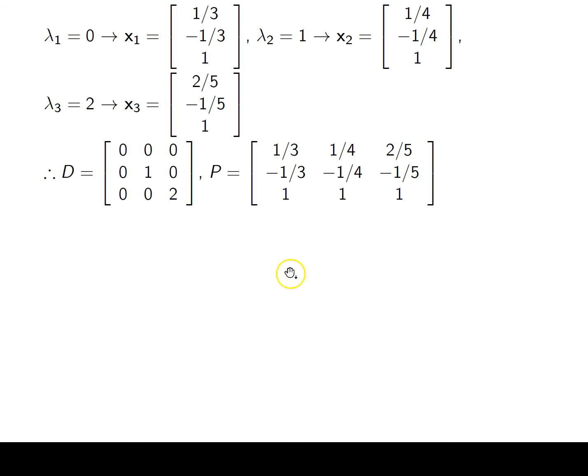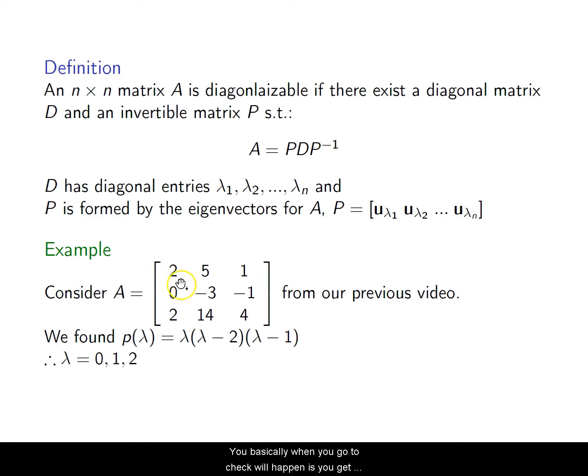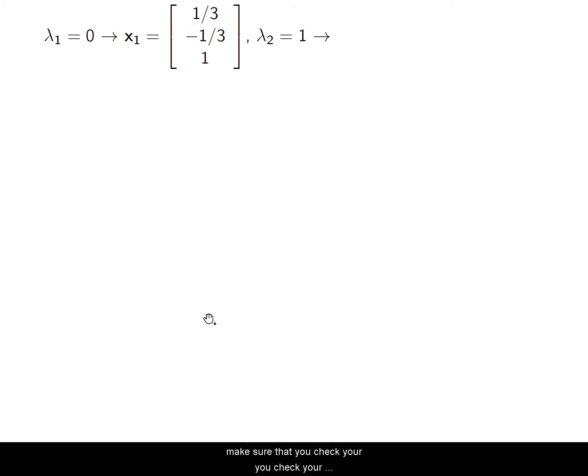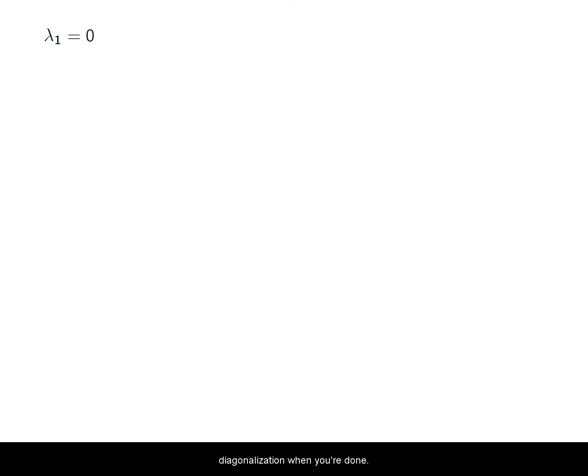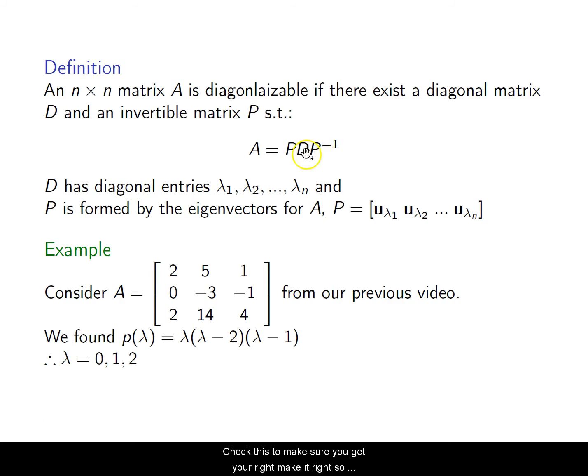You'll come out with something. Basically, when you go to check, you'll get this matrix out, but the numbers will be all skewed around in different orders. Or maybe this vector is messed up, or this row is messed up. It'll come out close, but maybe you'll have something off. Maybe this will end up being a 0, and all the other numbers are correct, right? So you always want to make sure that you check your diagonalization when you're done. Check this to make sure you get your right matrix, right? So there's always a way to check to make sure you did it right. Multiply these things out in the correct order, and you should get out A.